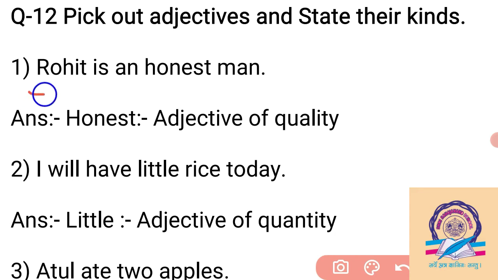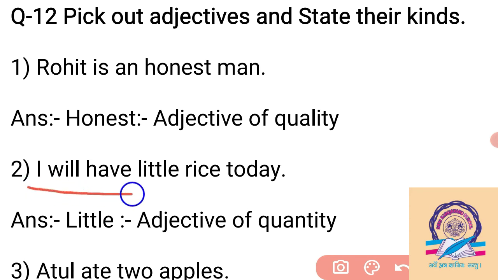Like the first example, Rohit is an honest man. Man is a noun here, and honest is the adjective. So our answer is honest. Honest shows the quality of that man, so here honest is an adjective of quality. Our answer is adjective of quality.